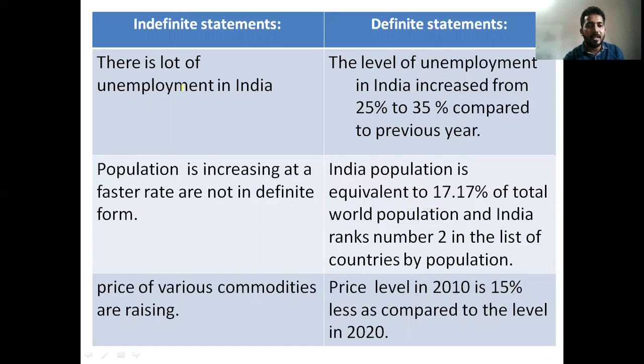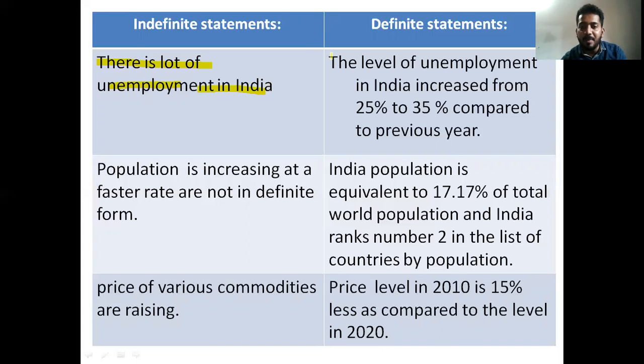Here on the left side of the screen, you can observe the several examples I have given. Number one, there is a lot of unemployment in India. This statement highlights unemployment, but we will not get any clear idea from it. Why? Because there is no numerical information. The information is not presented in numerical terms.